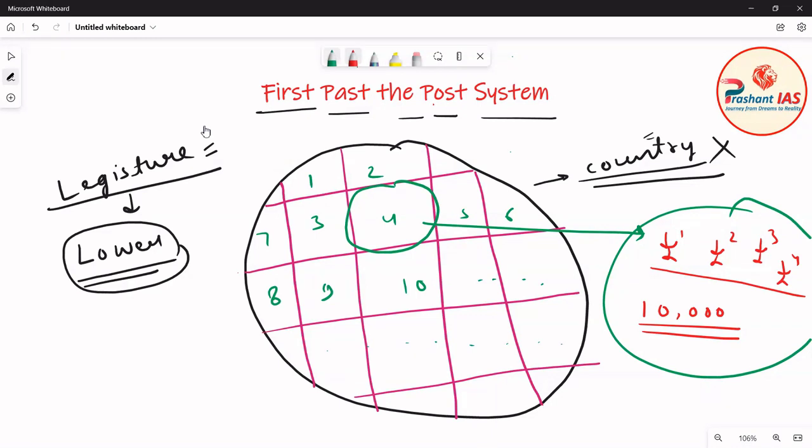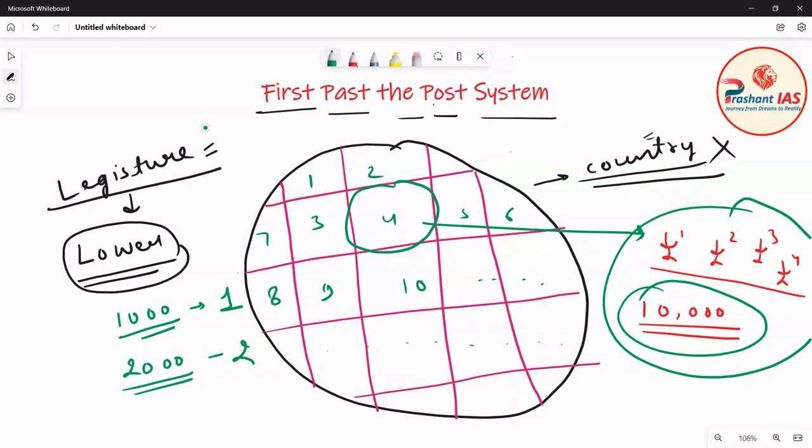Now what happened, friends? Out of these 10,000 voters, 1,000 voters voted in favor of contestant number 1. Another 2,000 voters voted in favor of contestant number 2. Let's say 3,000 voters voted in favor of contestant number 2. Now how many votes are left? 6,000 votes are left. Let's suppose that 2,900 voters voted in favor of contestant number 3, and finally 3,100 voters voted in favor of contestant number 4. So now my question is, who is the winner?